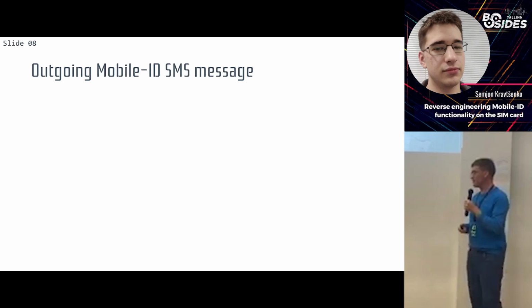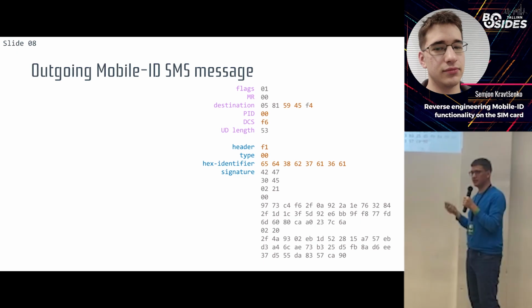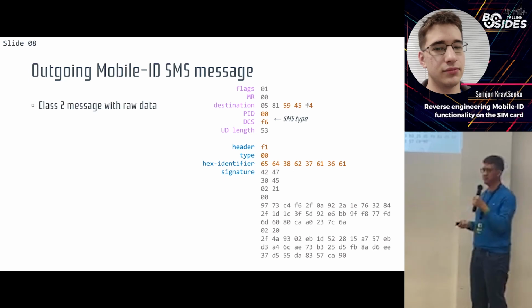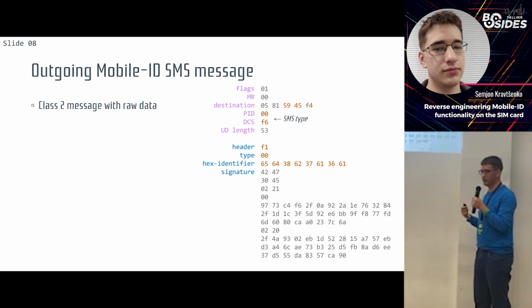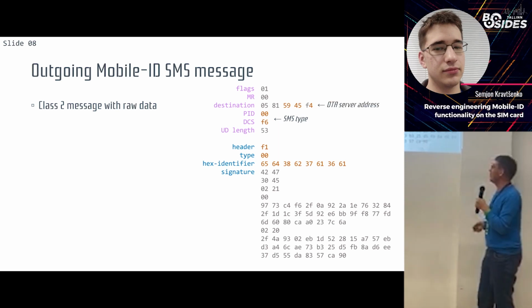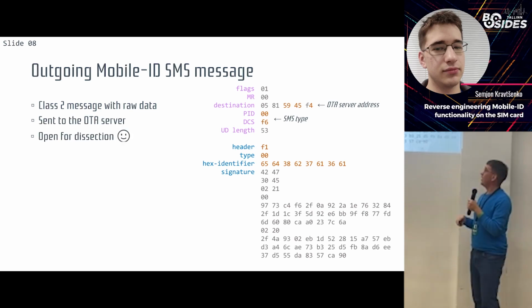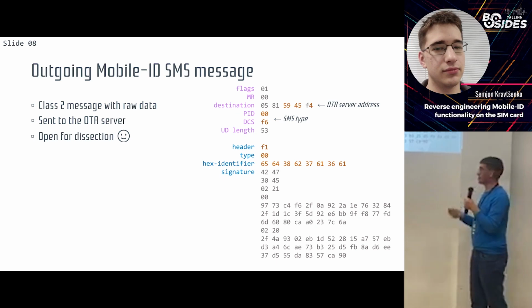Now, let's see what's inside the outgoing mobile ID message. This is the outgoing message in all its entirety. And first things first, we notice the type. It's, again, a class 2 message with the raw data. The values here are slightly different. That is because this message is not intended to be forwarded to the SIM card, because, well, it originates from the SIM card. After that, we see the origin, and it's the address of the OTA server again. And this message is not encrypted, so we can actually see inside and know what's encoded in there.